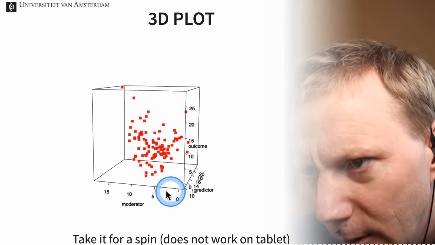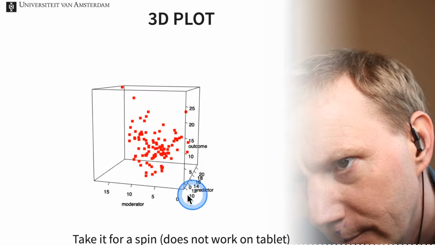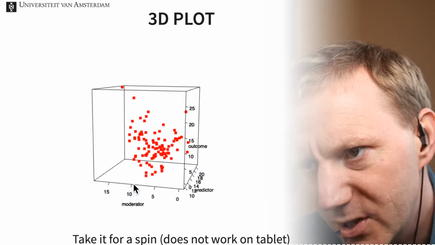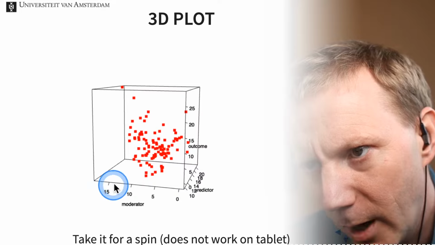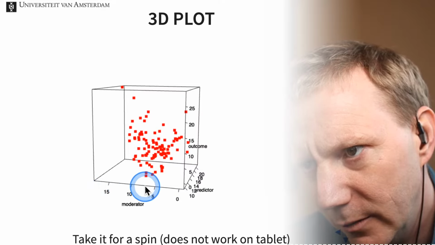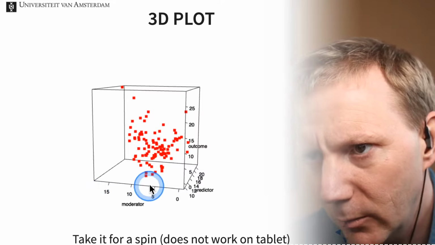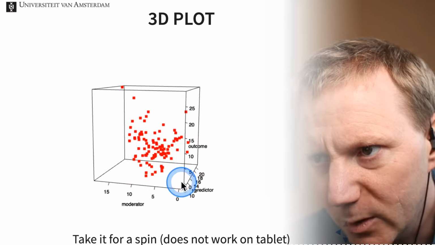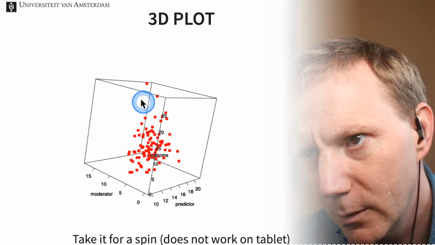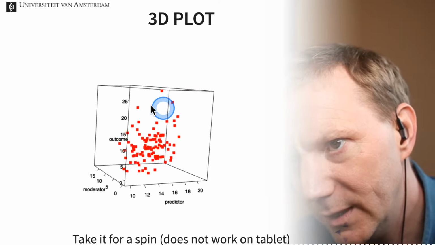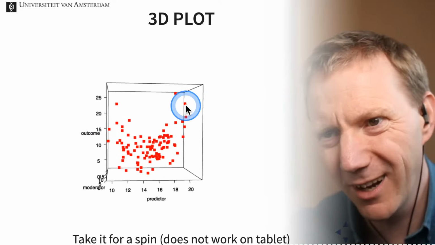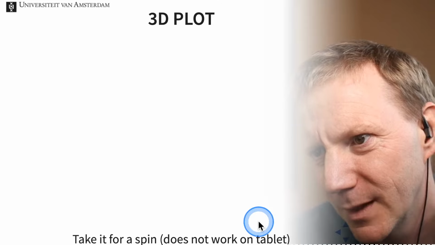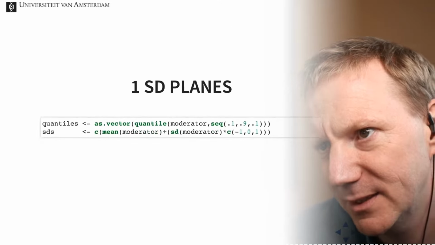Exactly. So if we're looking at our moderator, then our mean might be here somewhere, and then we would have 1 standard deviation above going up and 1 standard deviation going down. So we want to know at this point, that point, and that point what the relationship is through this dotted cloud of data of the predictor with the outcome. So let's see if we can get this.